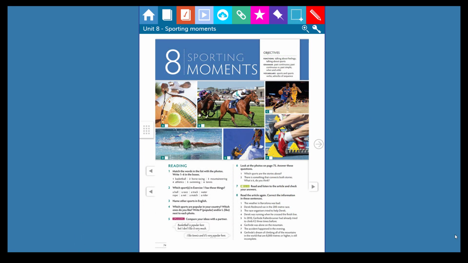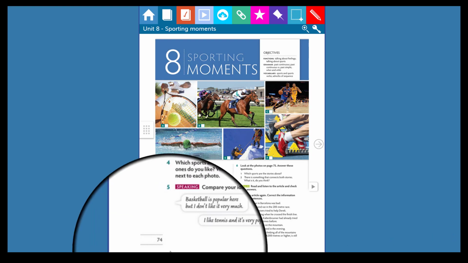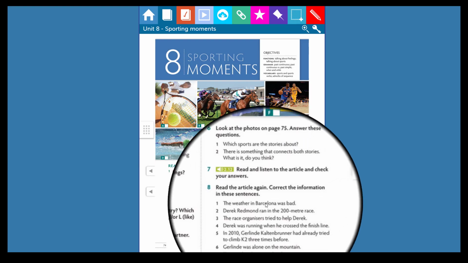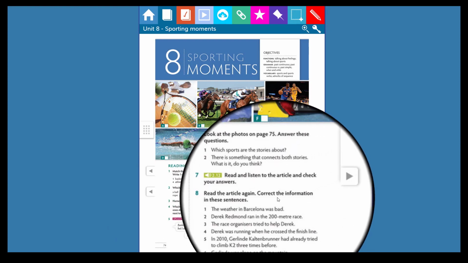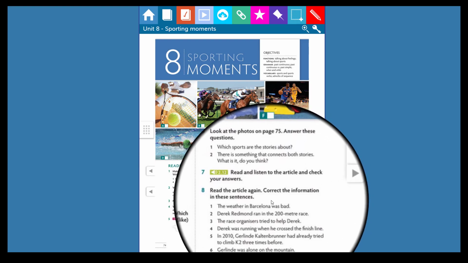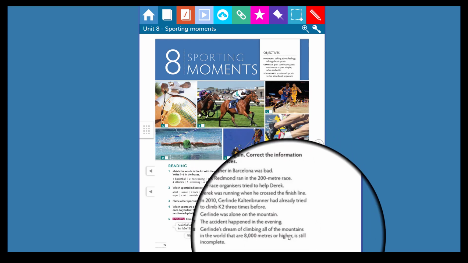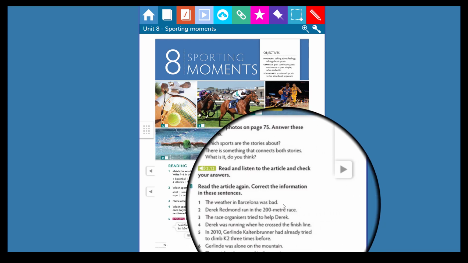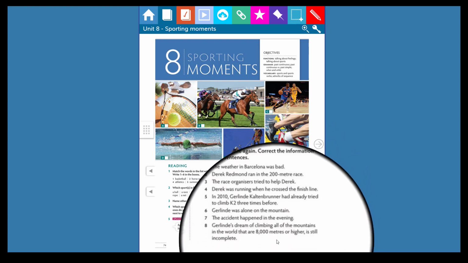Let's go back to page number 74. Activity number 8, please. Read the article again and correct the information in these sentences. All the sentences have mistakes. The idea is that you find the mistakes and correct them. You have to do it in your notebooks, please. Okay? So stop the video and correct the sentences.